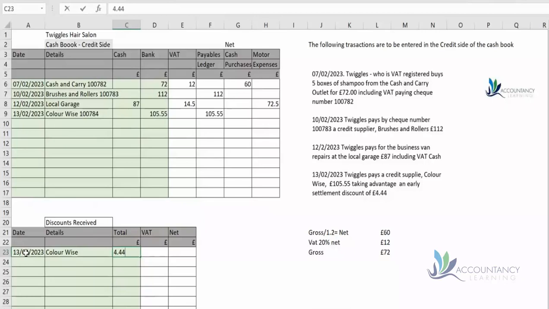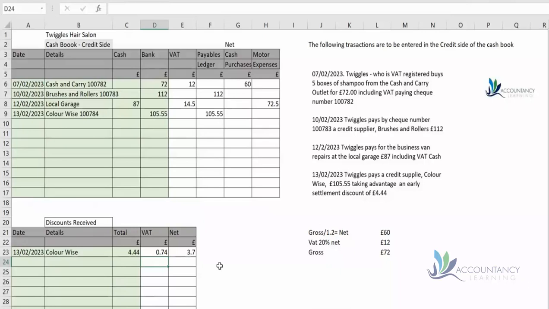Now remember, this is the first time this settlement discount has been accounted for in the books of accounts, so therefore we need to account for the VAT element. It's pretty similar to raising or receiving a credit note. So if we take 4.44 divided by 1.2, our total net value is £3.70. And times that by 0.2 to give us our VAT element of £0.74. And our £3.70 plus the 74p adds up to £4.44. And that completes the entries.